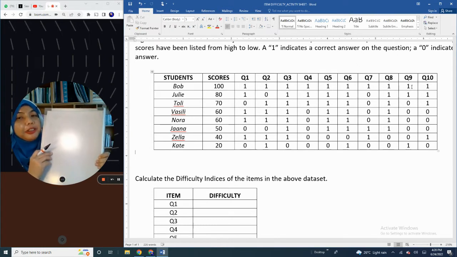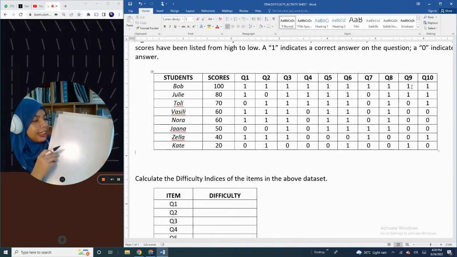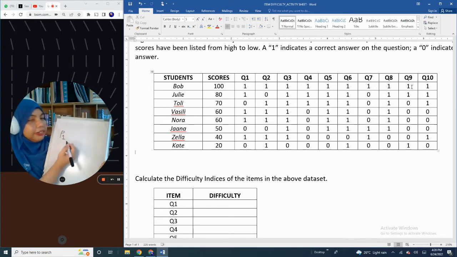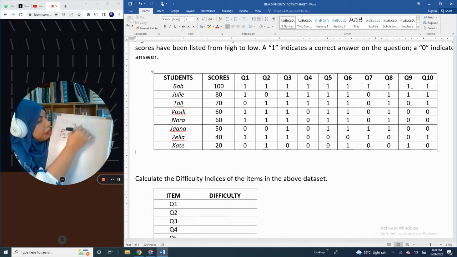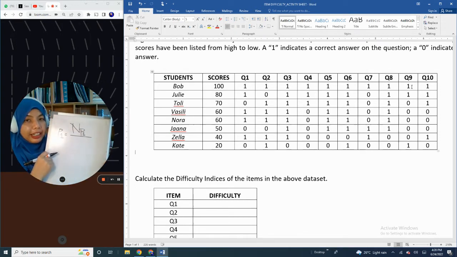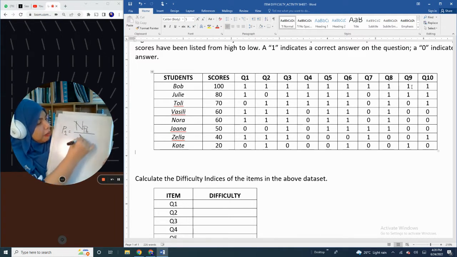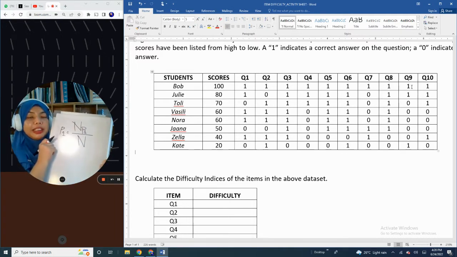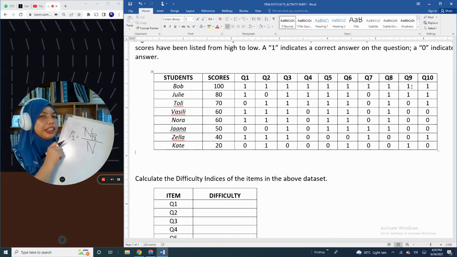The formula for item difficulty index, for item 1, for example, is the total number of students who answered item 1 correctly divided by the total number of students who sat for the test. Okay, so let's do item 1 together.